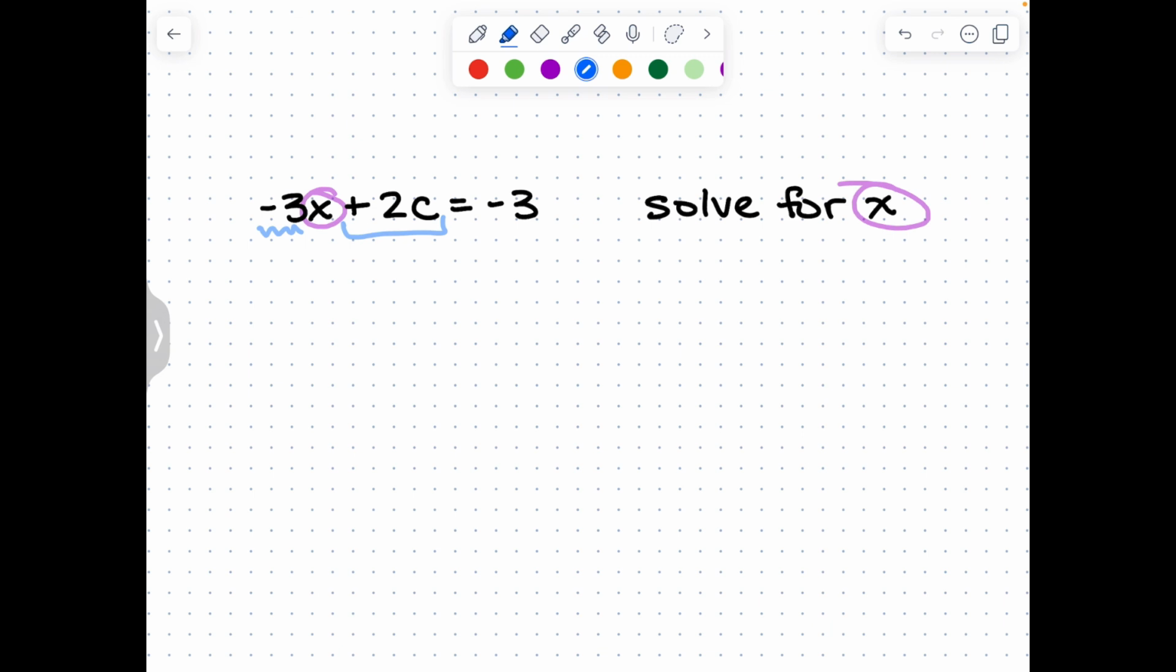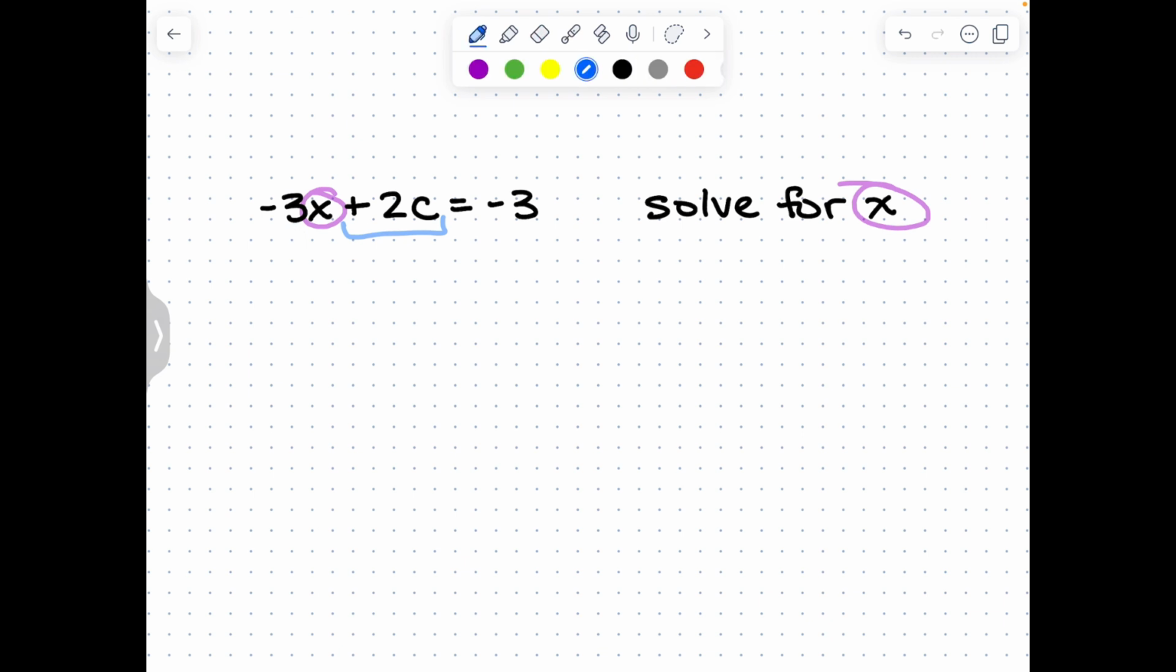Keep in mind that anything we do, we have to do to the entire side. So if you wanted to divide by the negative 3 and handle that first, it's going to get ugly because you'd have to divide the entire thing by 3. And this part is not going to come out nicely. It'll make a nasty fraction for you. So we'll handle that negative 3 later. Let's work on that plus 2c.